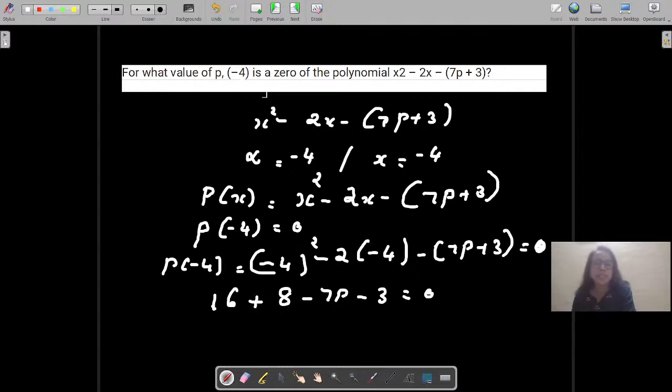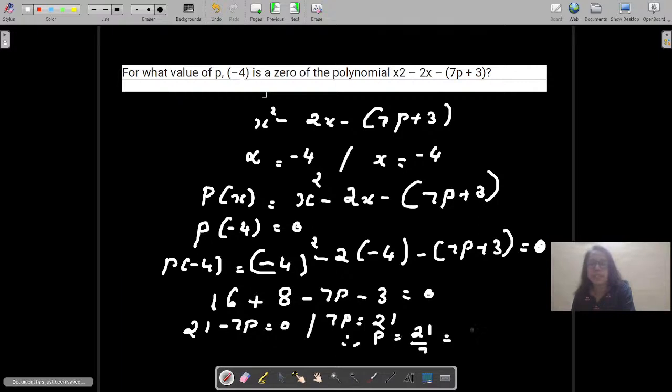What is 16 plus 8? 16 plus 8 is 24. 24 minus 3 is 21. 21 minus 7p is equal to 0. So, we can write 7p is equal to 21. 7p we can take this side, so minus 7p will become plus 7p. So, 7p is equal to 21, and what is p then? Value of p is equal to 21 upon 7 is equal to 3. So, value of p is 3. Okay?